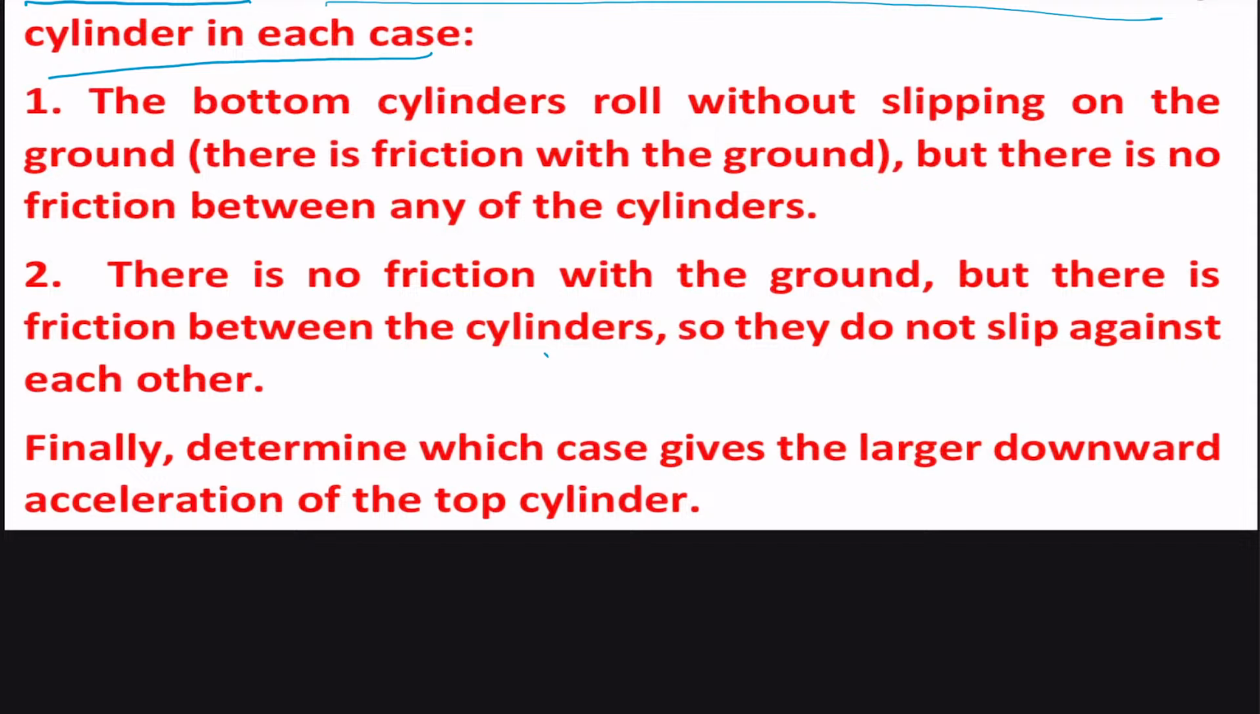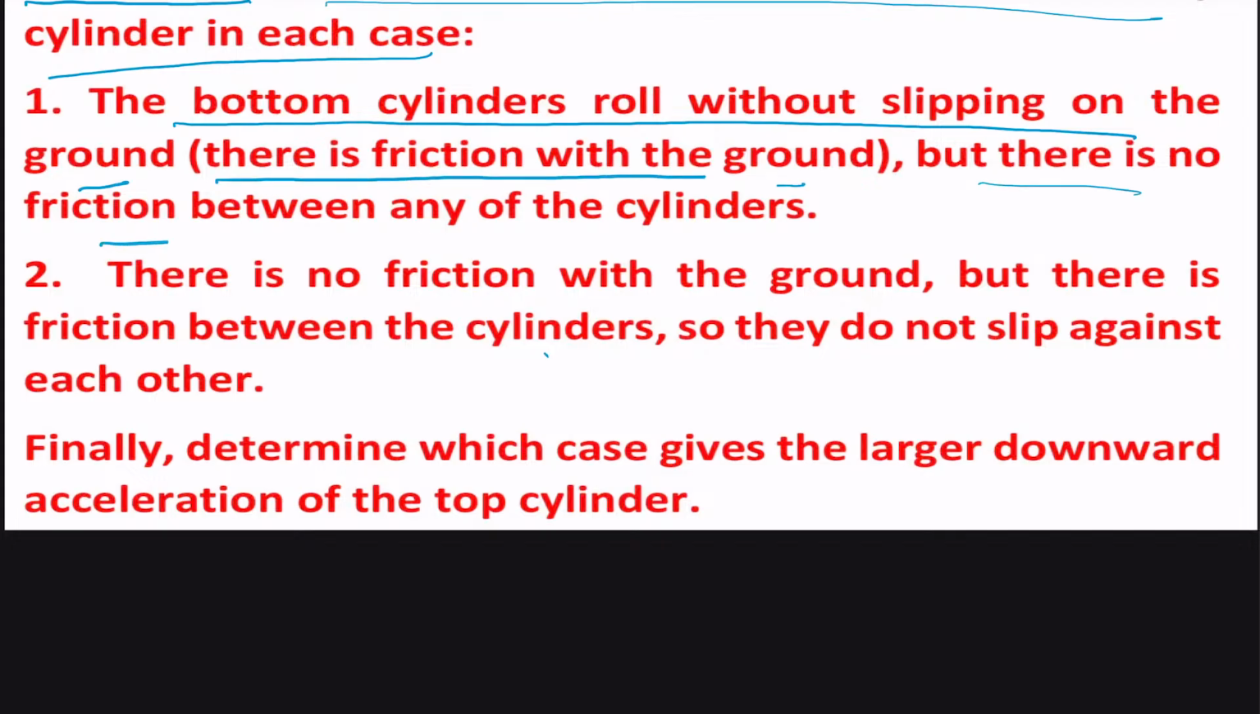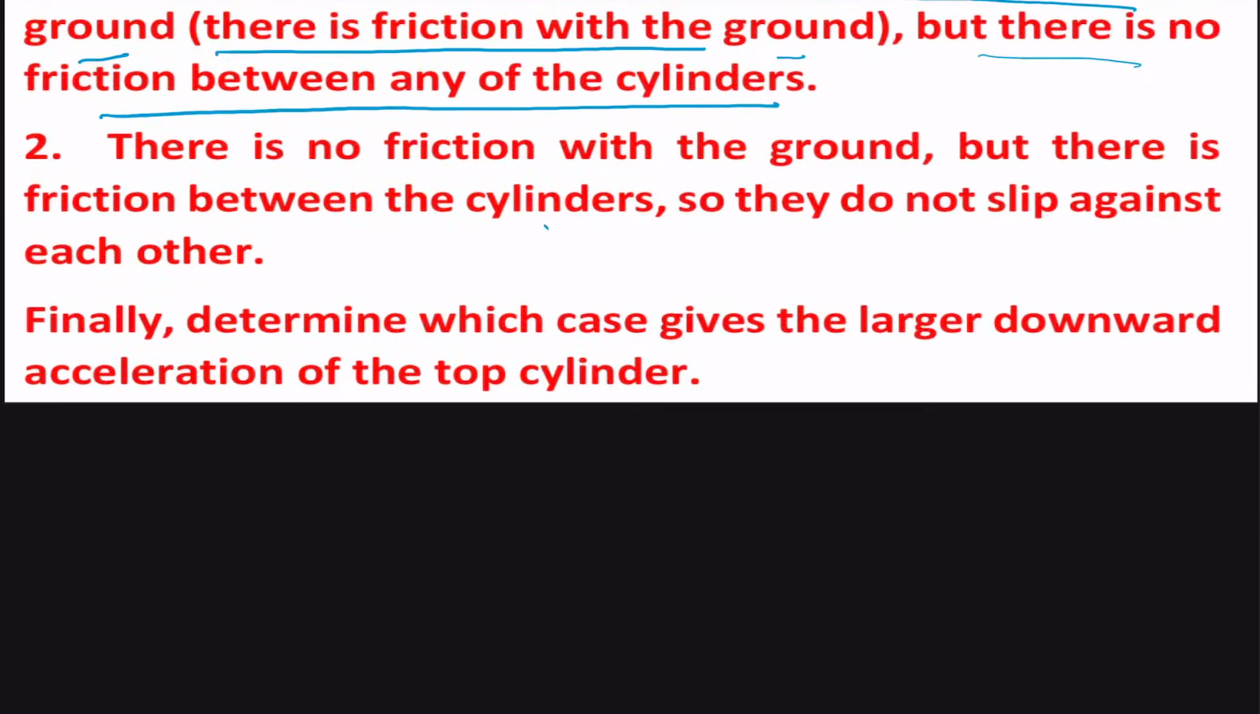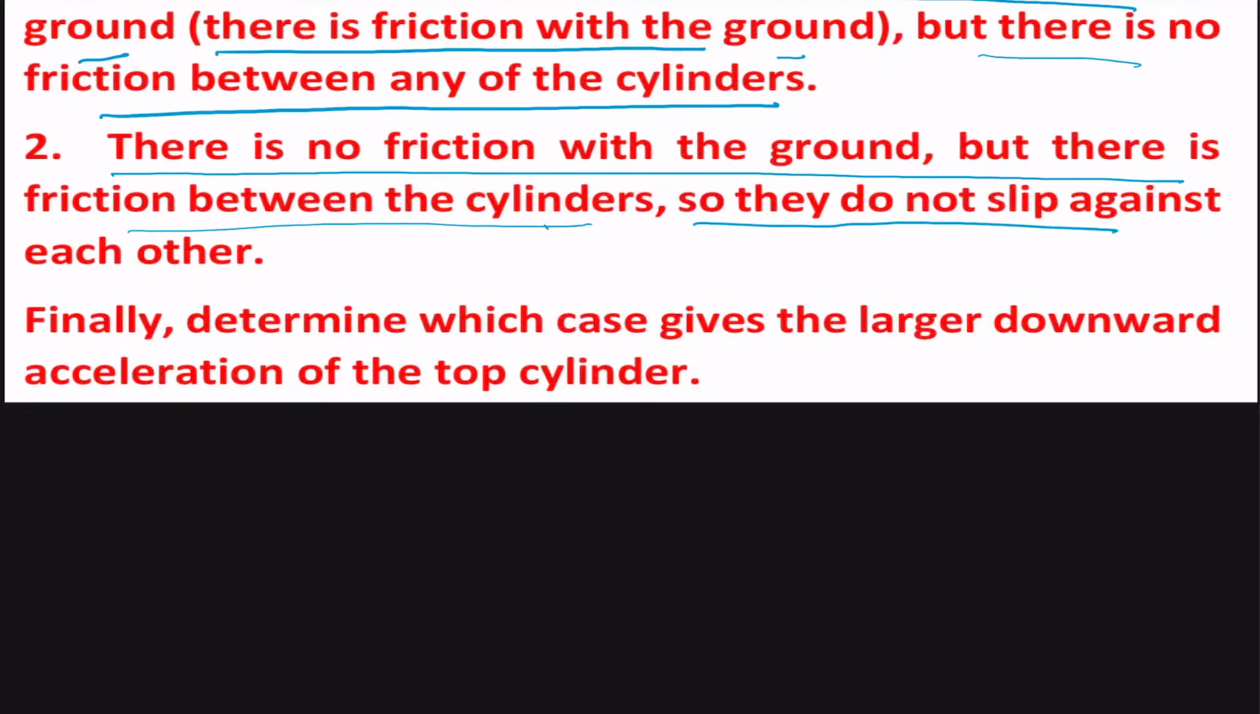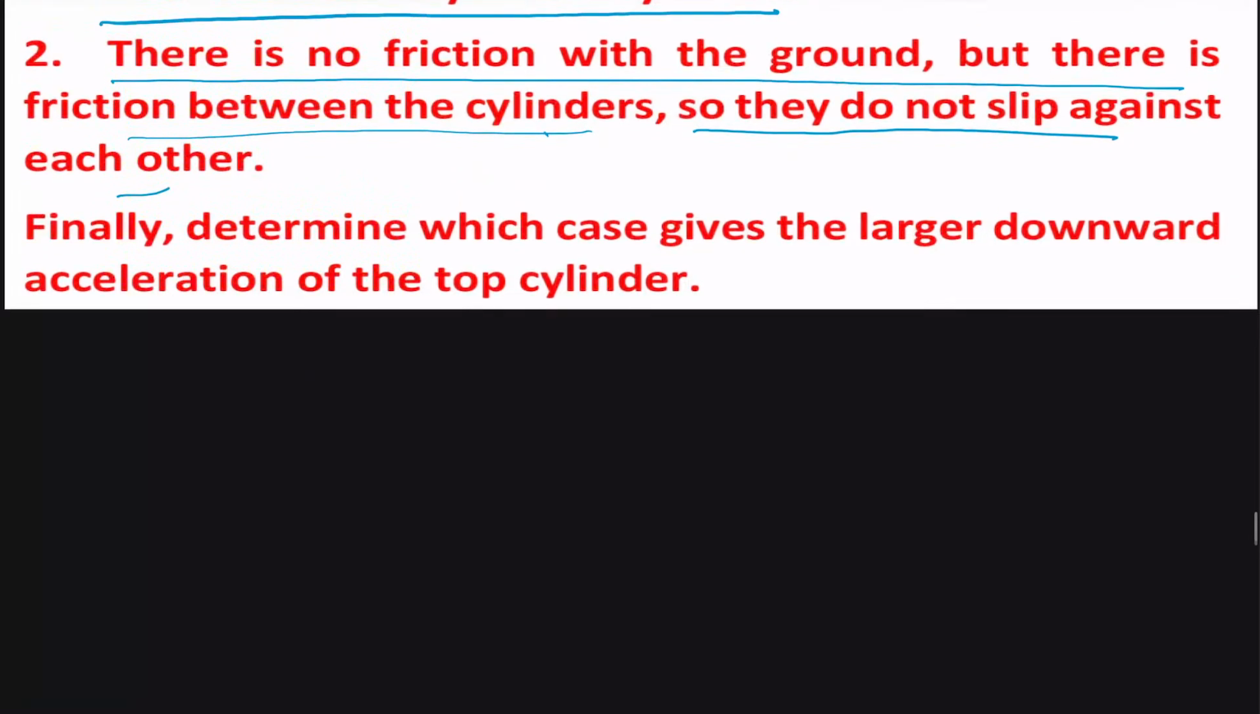First case: the bottom cylinder rolls without slipping on the ground, there is friction with the ground, but there is no friction between any of the cylinders. Part 2: there is no friction with the ground, but there is friction between the cylinders, so they do not slip against each other. And finally, we are supposed to determine which case gives the larger downward acceleration of the top cylinder.